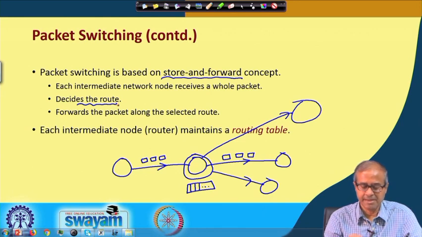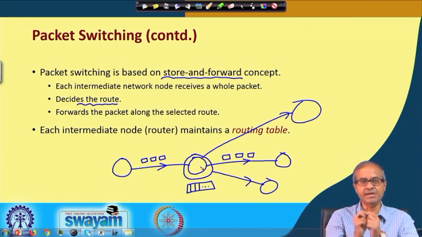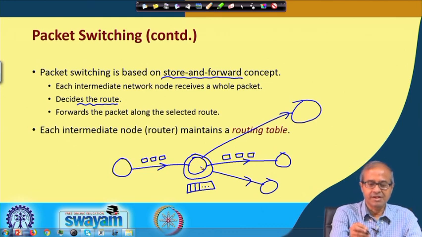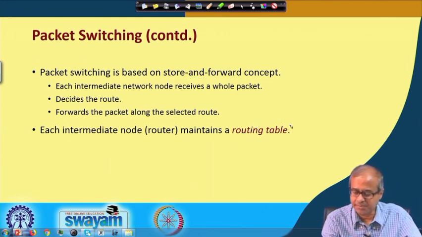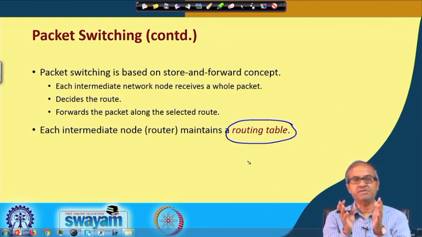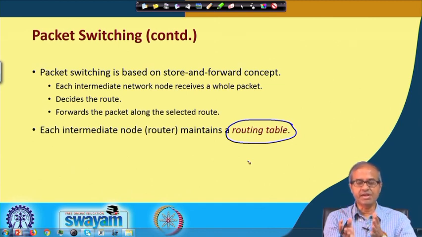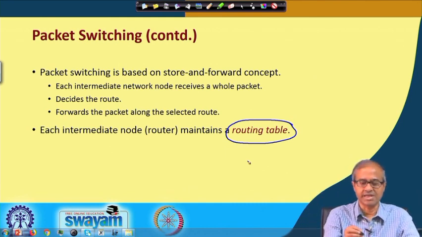Because of this, you will have to tell these intermediate nodes where to forward a packet whenever it comes. This information is typically kept in a place called a routing table. Each of these intermediate nodes maintains something called a routing table. We shall be talking about this again later, and this routing table will decide where an incoming packet should be forwarded. There can be multiple outgoing links.